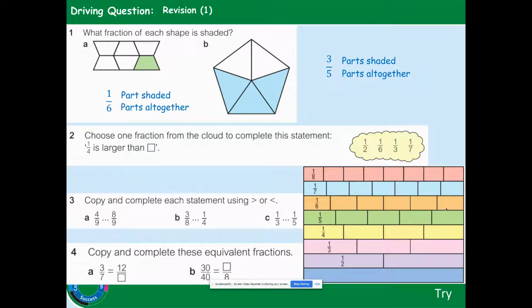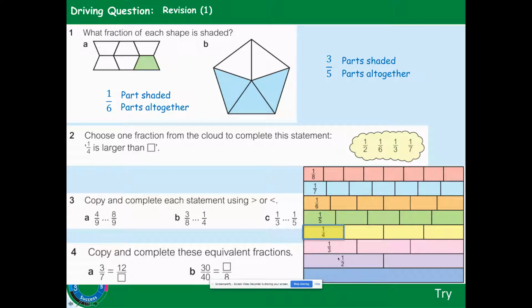Choose one fraction from the cloud to complete this statement. 1/4 is larger than, so if I just highlight the 1/4, so 1/4 is larger than, so we want the ones that are smaller. So if you remember from your fractions, like if you're cutting a pizza up into 4 bits, you'll get a fairly big bit, but if you're cutting it into 8 bits, you'll get quite a small slice. So the bigger the denominator, the smaller the fraction. Okay, so if we look at 1/3, this is a smaller number than 4, but it's actually a bigger size fraction.